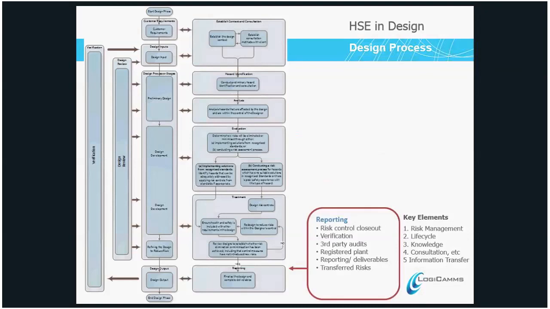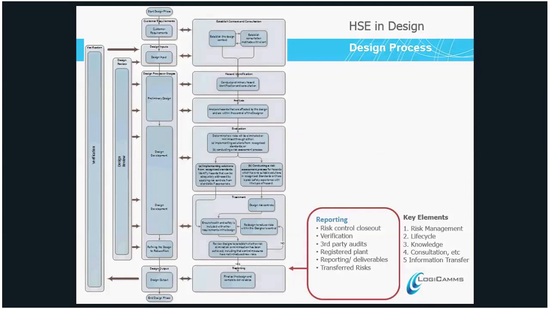Finally, reporting. So this is the information transfer. So we need to close out all the risks and make sure we've got buy-in by the client and everyone that we have successfully closed out risks to an acceptable level. There may be verification, either internal or external, that's involved. Sometimes third-party audits are required.